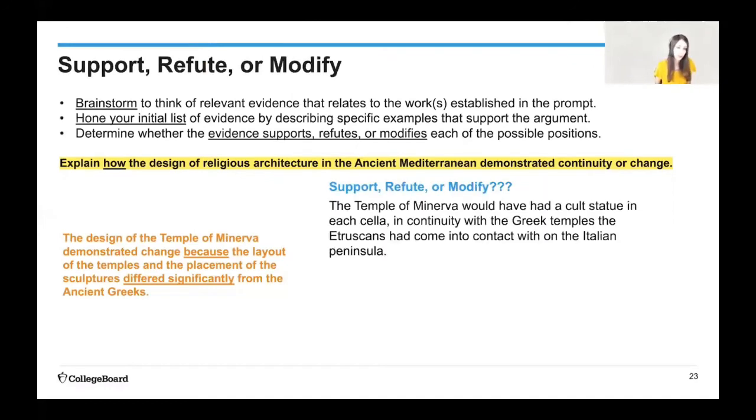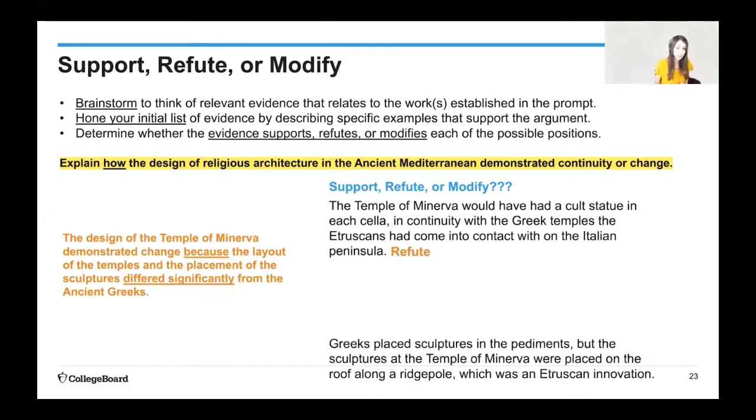So let's start with this one. The Temple of Minerva would have had a cult statue in each cella in continuity with the Greek temples the Etruscans had come into contact with on the Italian peninsula. Is that supporting the idea that it differed significantly? No, right? That one's refuting.